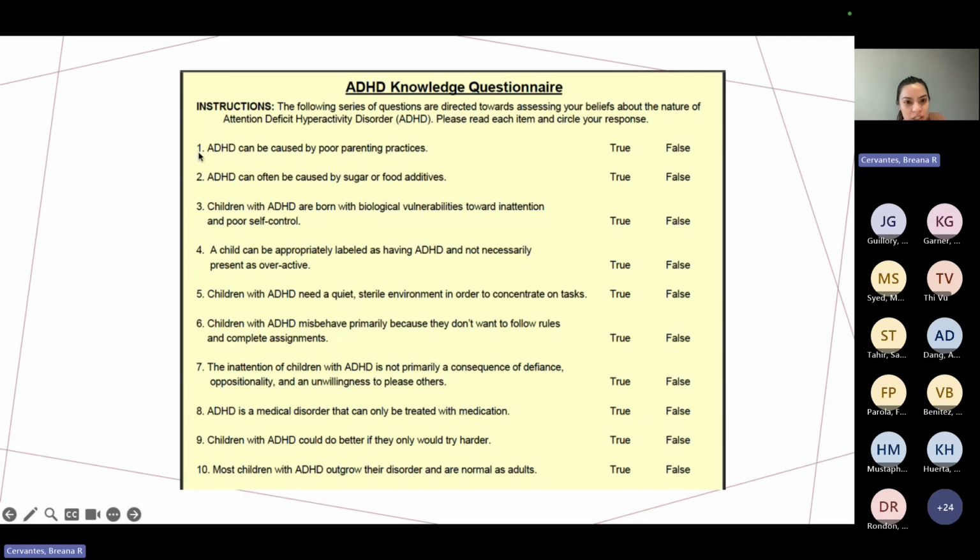This first one: ADHD can be caused by poor parenting practices. True or false? What do we think? False. Okay, good, false. What about number 2? ADHD can often be caused by sugar or food additives. Keyword being often. False. Yeah. Number 3: children with ADHD are born with biological vulnerabilities toward inattention and poor self-control.